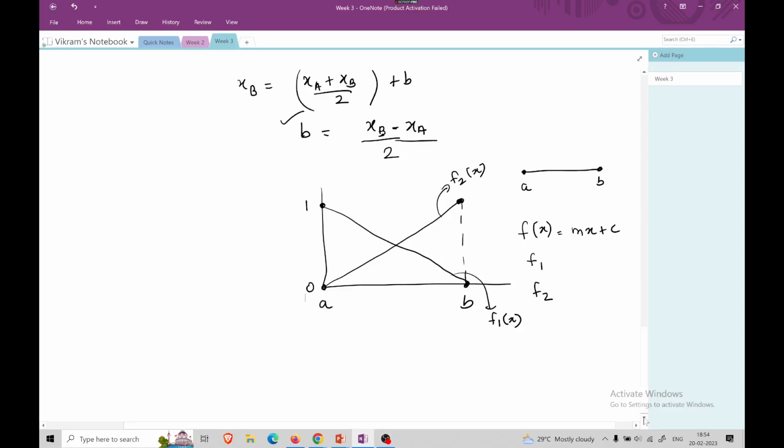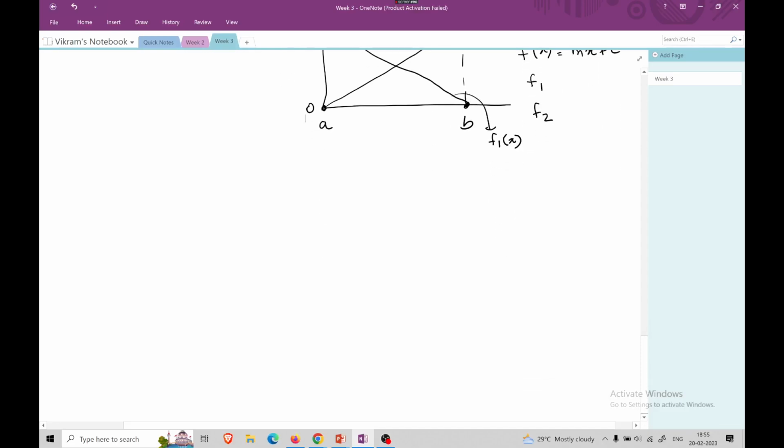So for the Lagrangian polynomial, if you have n data points, then you will have n Lagrangian functions, and the value of the Lagrangian function corresponding to a data point could be characterized in this way. So f of i of x of j is delta ij. This is nothing but a Kronecker delta function. So this is 1 if i is equal to j, and 0 if i is not equal to j.